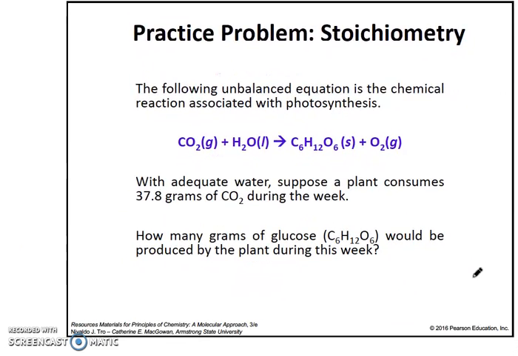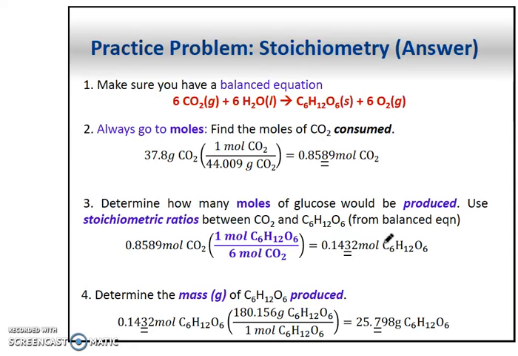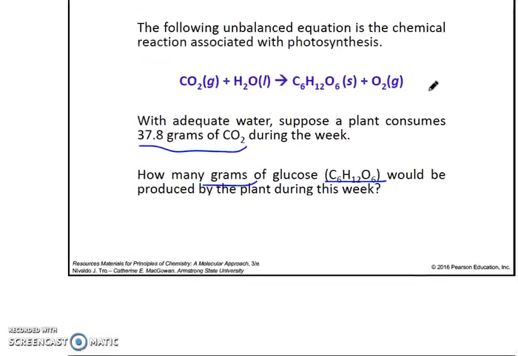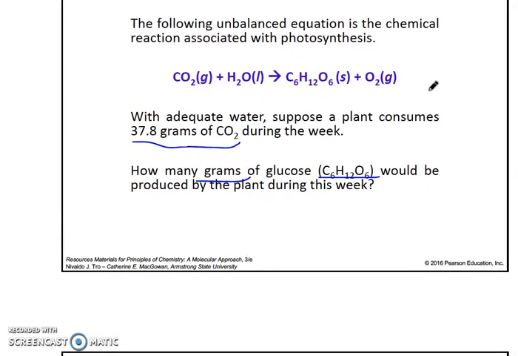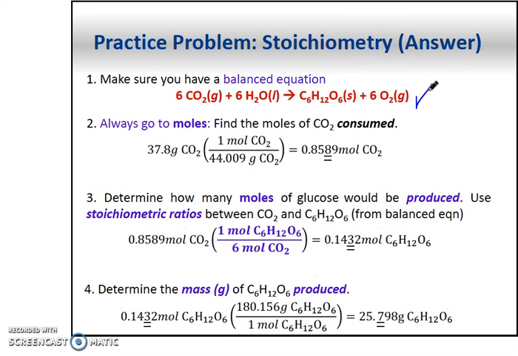The first problem is related to photosynthesis, and it's asking us, given a certain amount of grams of CO2 that a plant takes in during a week, how many grams of glucose will be expected to be produced by the plant. Okay, so the main problem again, make sure first that the reaction is balanced. If you go back and look at the problem, the reaction that it's given here clearly is not balanced. So that is the very first thing that we have to check, that the reaction is balanced.